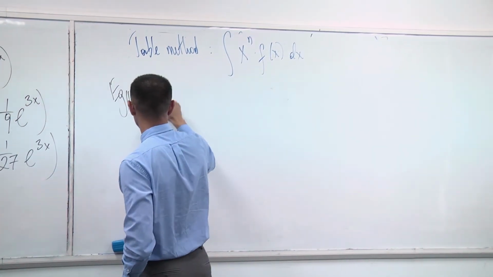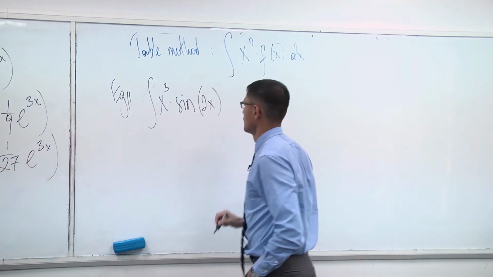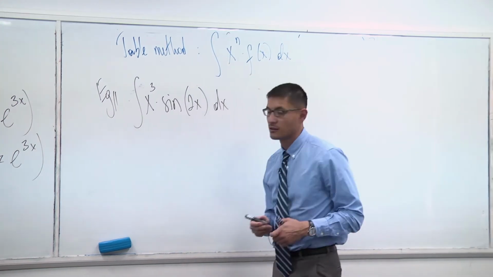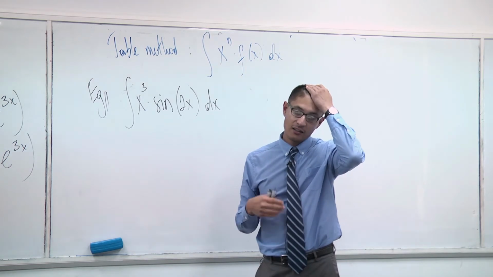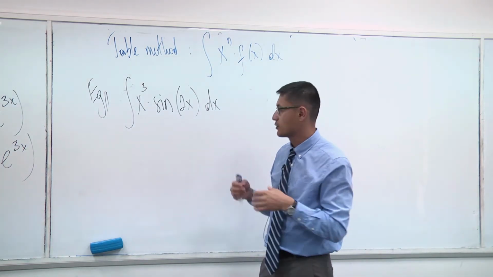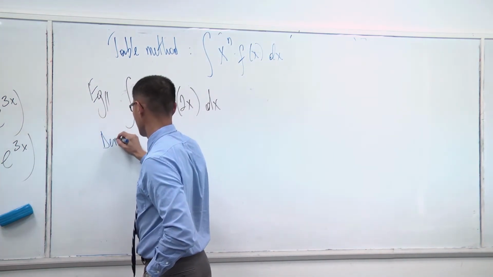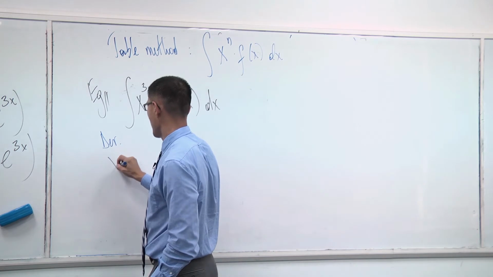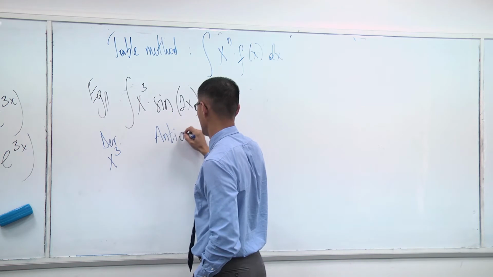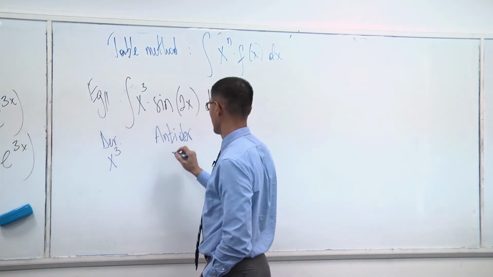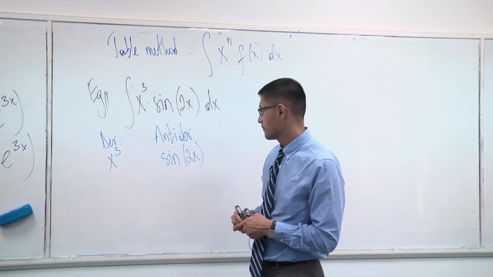So let's say you want to do the integral of x cubed times sine of 2x dx. So you see you have x^n times something. It's a good indication that the table method will work well. Okay, so let's try the table method. We're going to put x cubed in the derivative column, and we'll put sine of 2x in the antiderivative column.